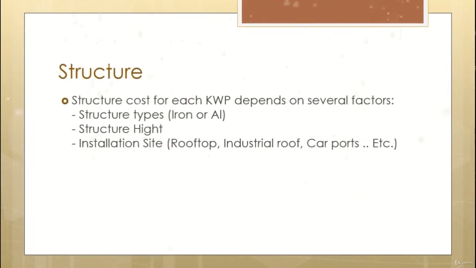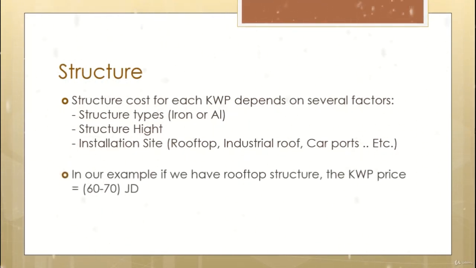And the structure. Structure cost for each kilowatt peak depends on several factors, like structure type, iron or aluminum, structure height, and the installation site: rooftop, industrial, carports, etc. In our example, we have a rooftop structure, and the price of a rooftop structure here in Jordan is between 60 to 70 JD. For the total structure, if we take 65 for each kilowatt peak multiplied by 3.6, we get 234 JD.